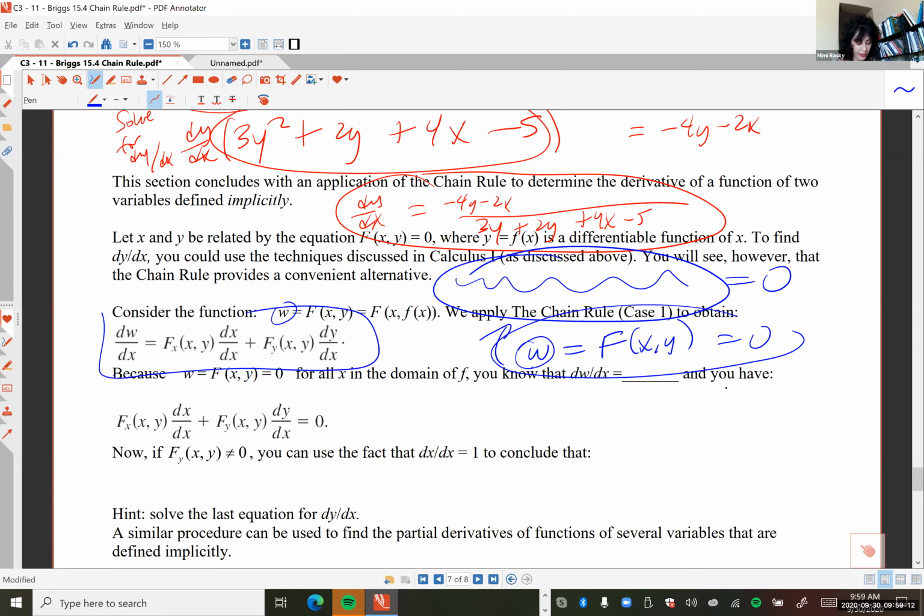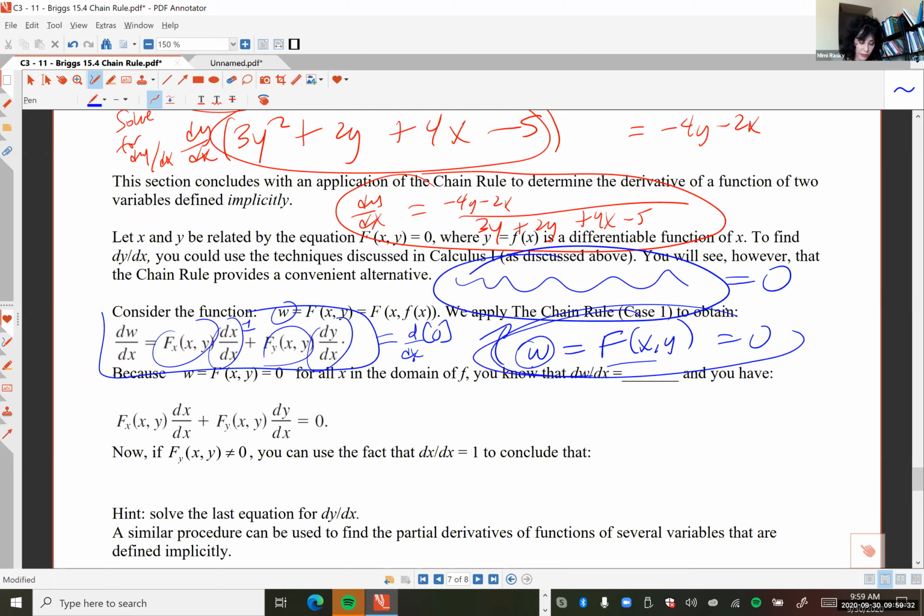So, well, how do you do that? You take Fx, and then you multiply that by dx/dx, which is just 1. You know, the derivative of x with respect to x is 1. Plus the partial of big F with respect to y times dy/dx.